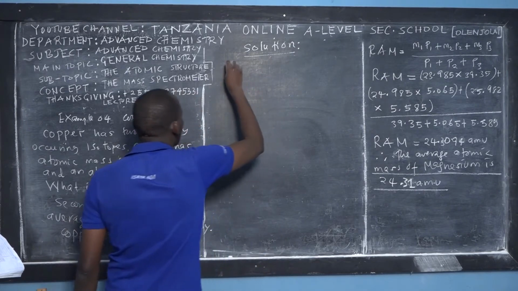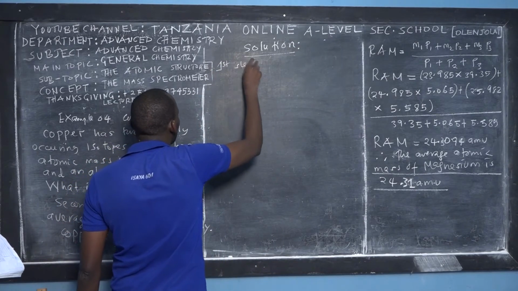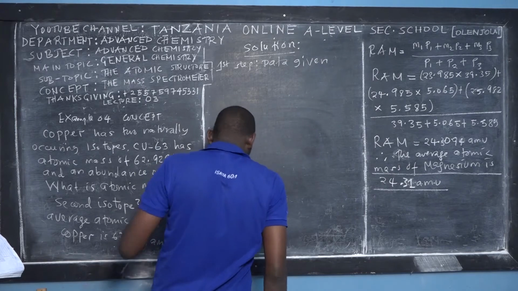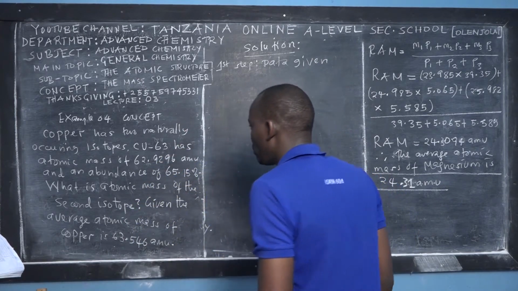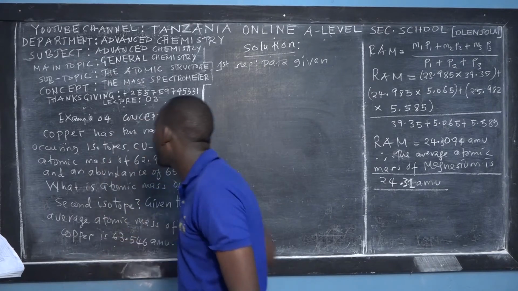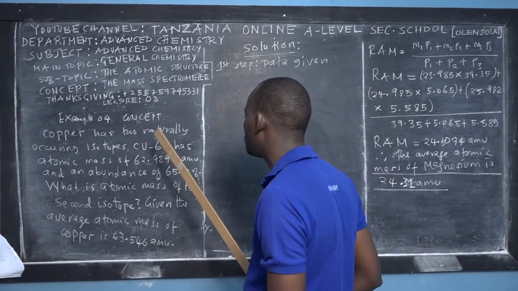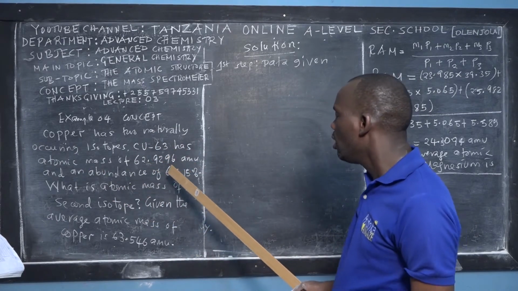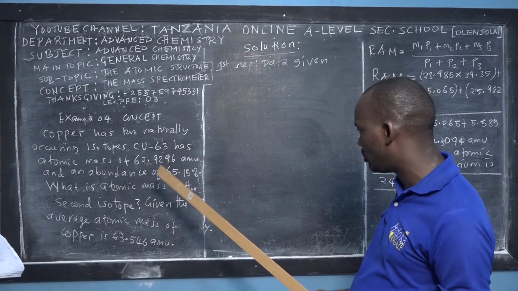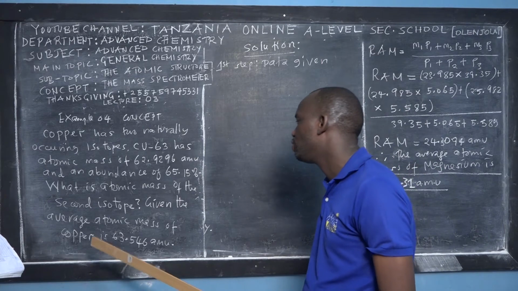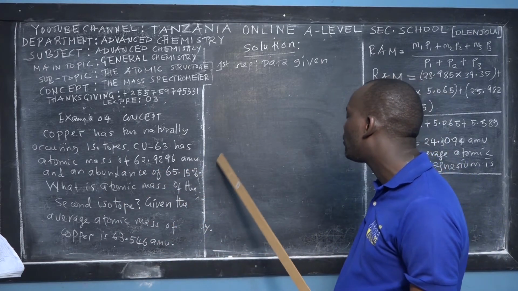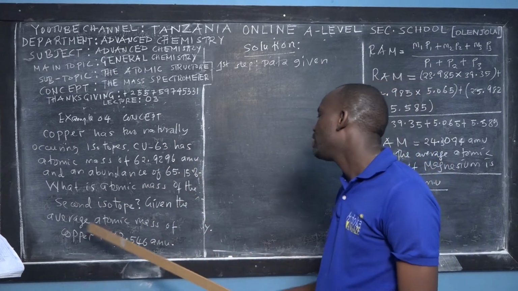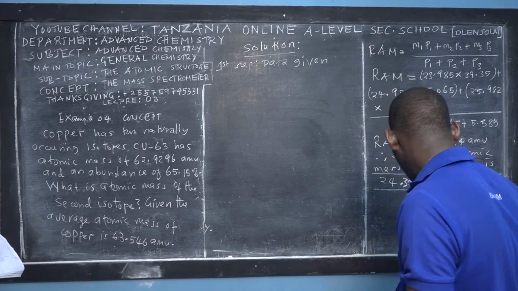So solution. The first step, as I used to teach you, is to list the data given in this question. The question said that copper has two naturally occurring isotopes. How many isotopes? Two isotopes, not three. So copper 63 is the first isotope, which has atomic mass of 62.9296, that atomic mass means isotopic mass, atomic mass unit, and an abundance of 65.15%. This is the abundance right now, it's not the intensity. What is the atomic mass of the second isotope, given the average atomic mass of copper is that one.